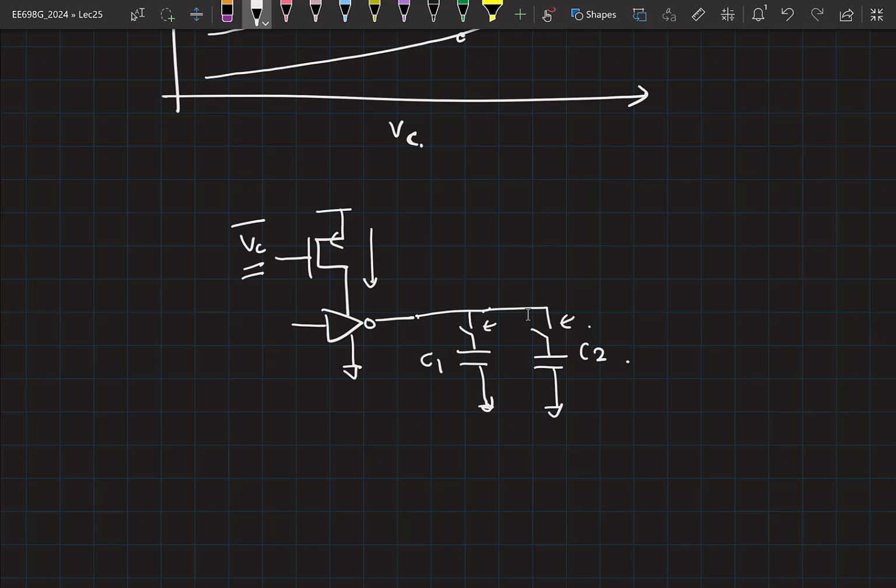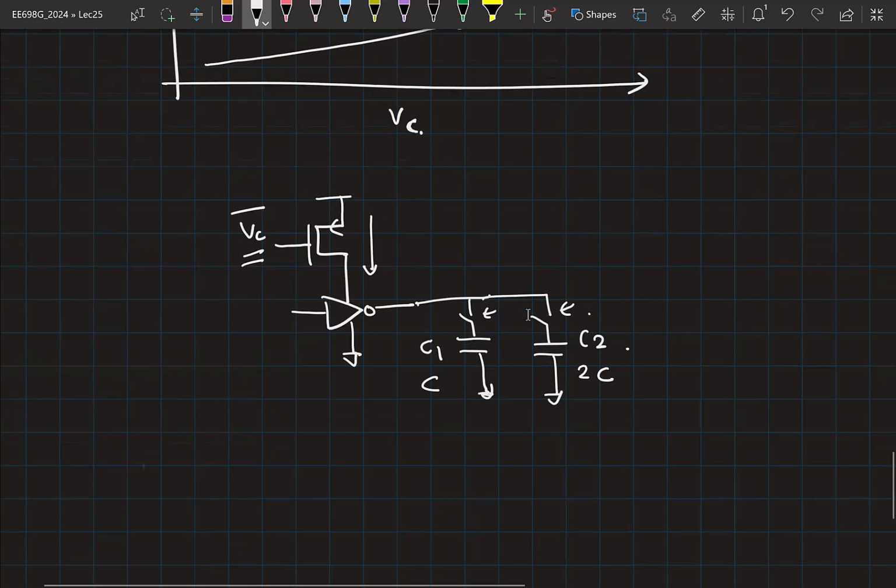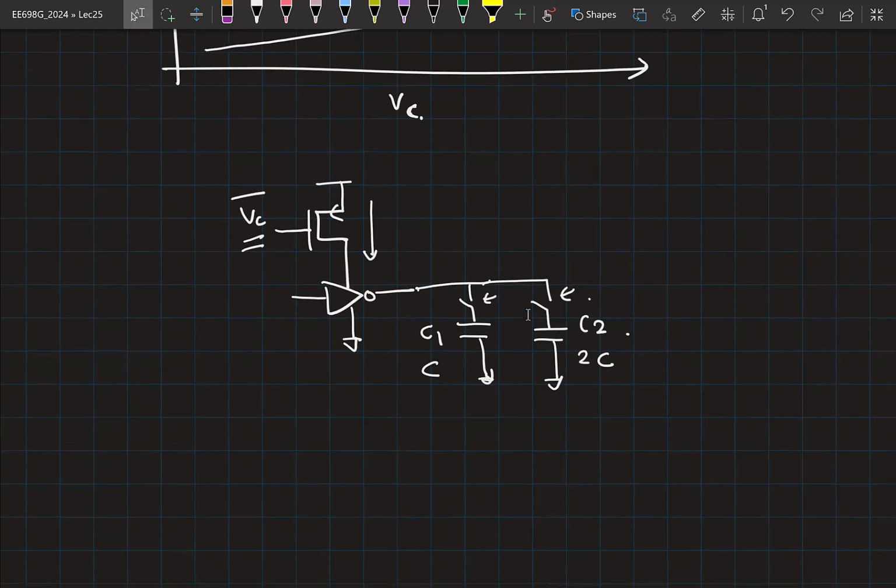Now, if I was planning to put 2 capacitances, any suggestion on how I should choose the value? Let's say I chose my C1 as C0, some value C. Any suggestion on what my C2 should be? 2C. Is that obvious to everyone? You can get 4 different values: 0, C, 2C, 3C. So you choose it such that they are binary weighted.